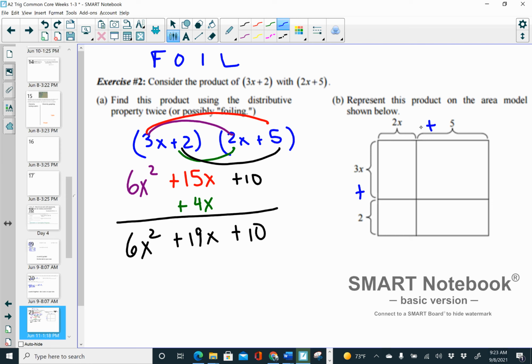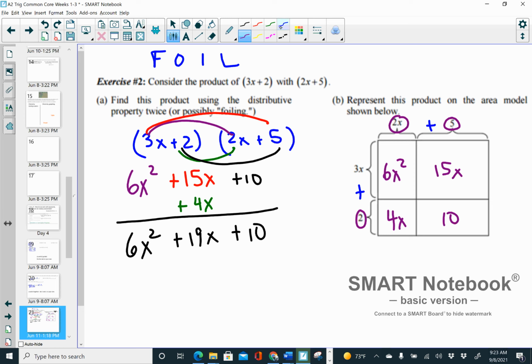So all you're doing is you're literally just multiplying, right? So we have 2x times 3x gives you 6x squared. 3x times 5, right? To find the area, 3x times 5 is going to be 15x. Then I'm going to go ahead and do the same thing over here. So 2x times 2 is going to give me 4x. And 5 times 2 is going to give me 10.